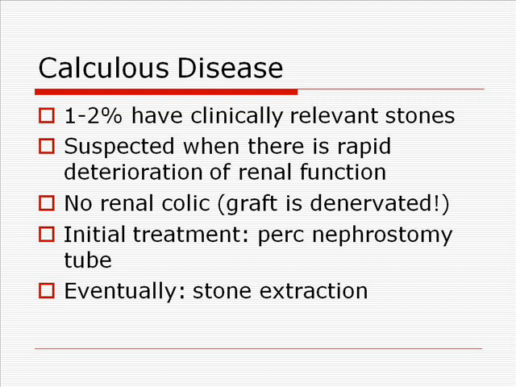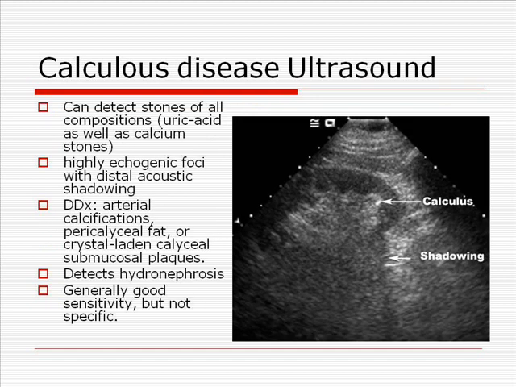So it's diagnosed on ultrasound, radionuclide scanning, and it's treated with a percutaneous nephrostomy tube, which can relieve the pressure and allow the renal function to stabilize. An antegrade pyelography can then define the obstruction, and endourologic techniques can then extract the stone. Calculus disease can be diagnosed by ultrasound or radionuclide scanning.